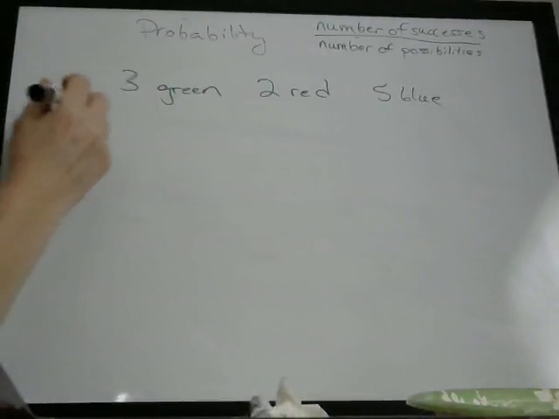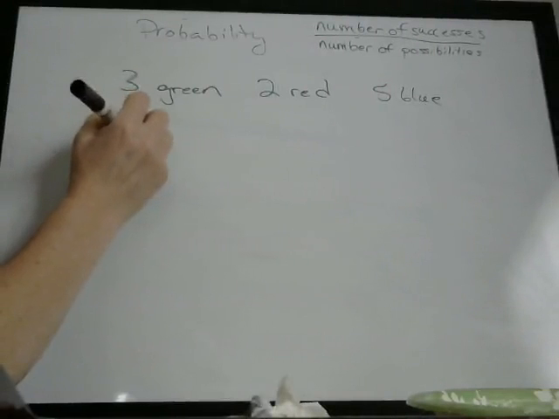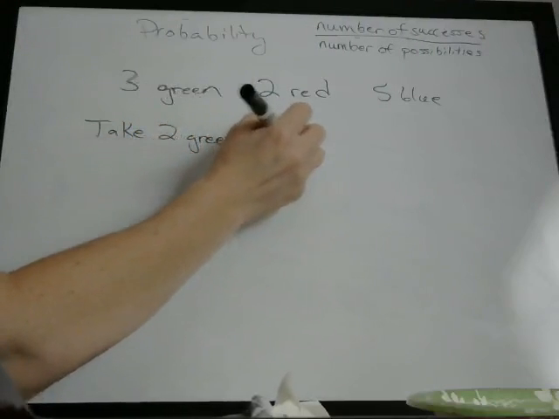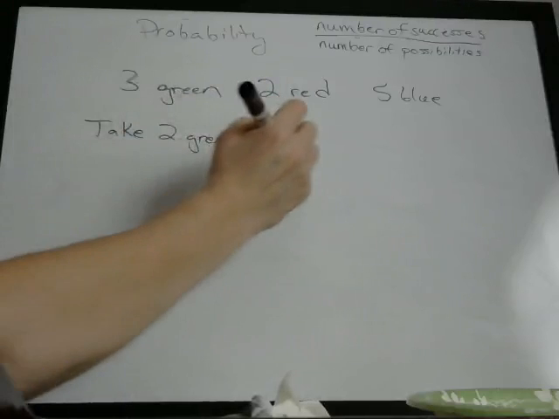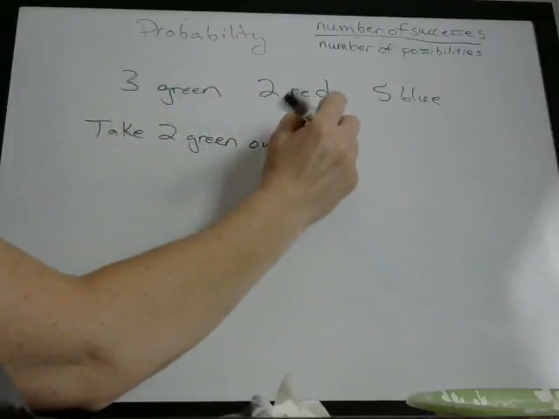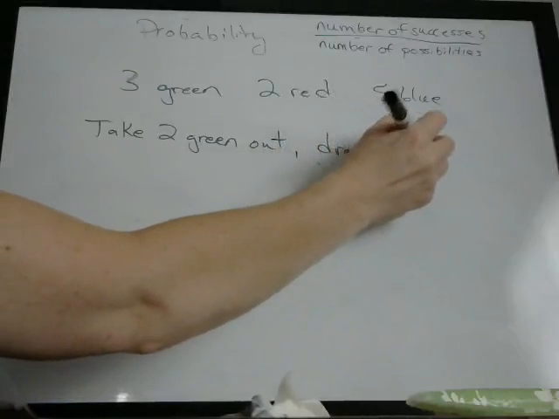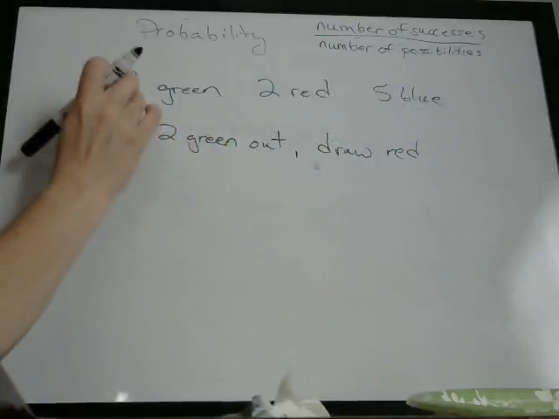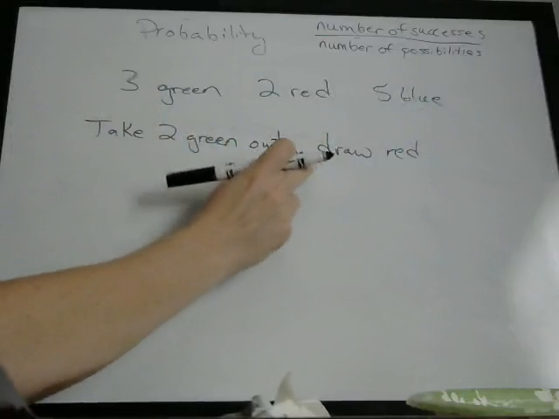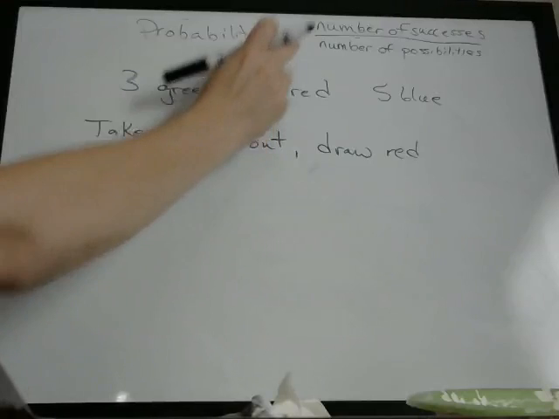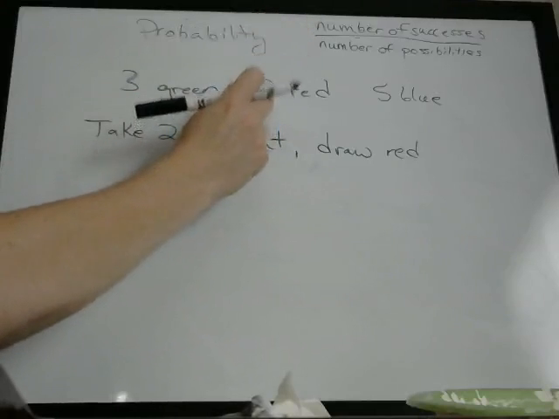Now let's say we take 2 green marbles out. Now what's the probability of drawing red? So we're going to take 2 green ones out. What's the probability of drawing a red one? Well, we still have 2 red marbles, so our number of successes is 2.